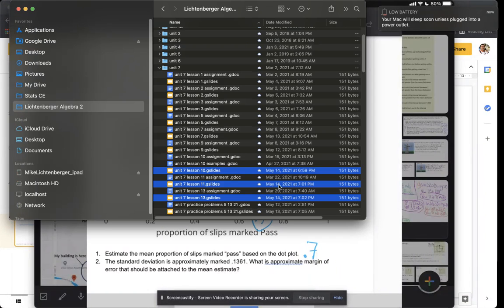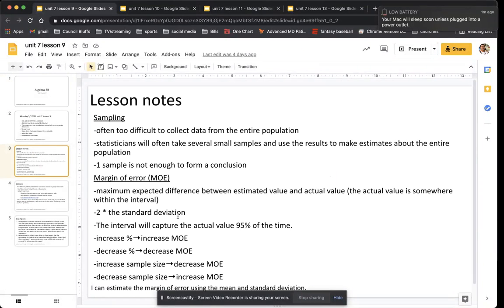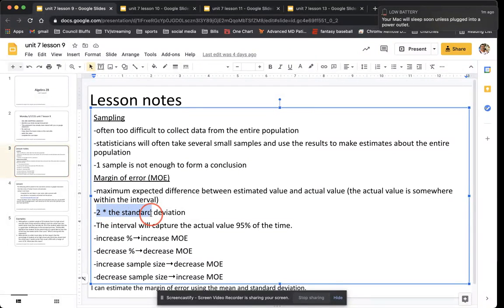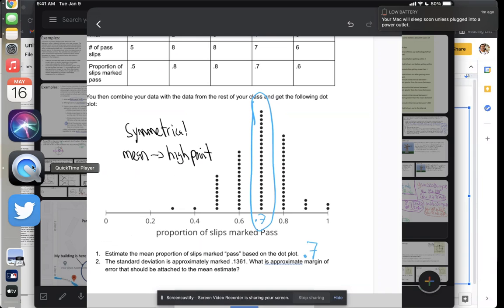So to do that, we're actually going to go back and look at the notes from lesson 9. So let me pull up the notes from lesson 9. And if we go and look at this, you'll see the margin of error. To calculate the margin of error, it's going to be 2 times the standard deviation. So in this case, that's going to be 2 times 0.1361. I'm going to use my phone as a calculator.